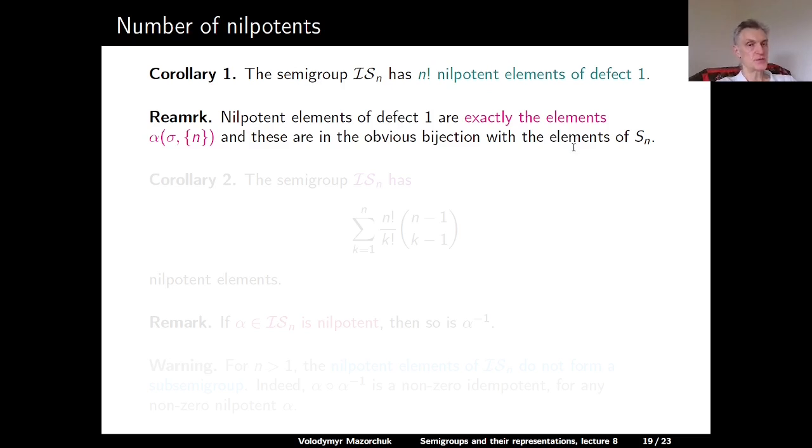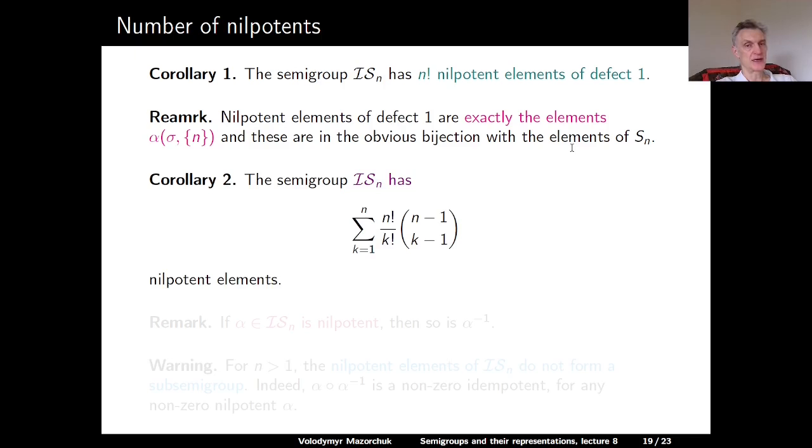a set. Corollary 2: the semigroup ISN has the following number of nilpotent elements. We sum over all possible defects k from 1 to n, and the summand is n factorial divided by k factorial times n minus 1 choose k minus 1.